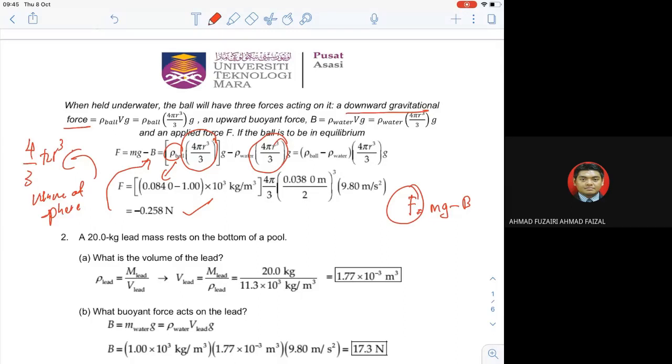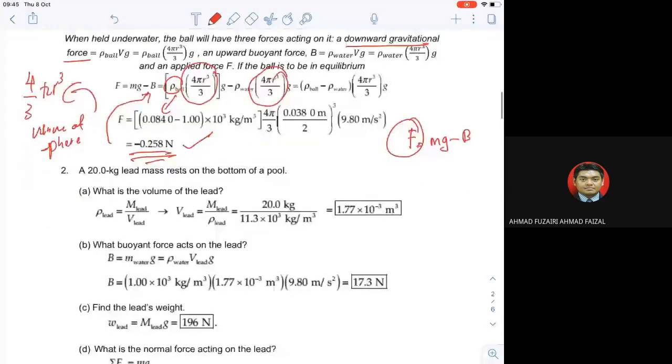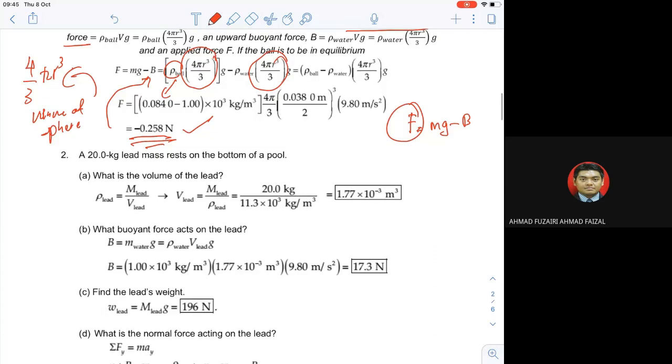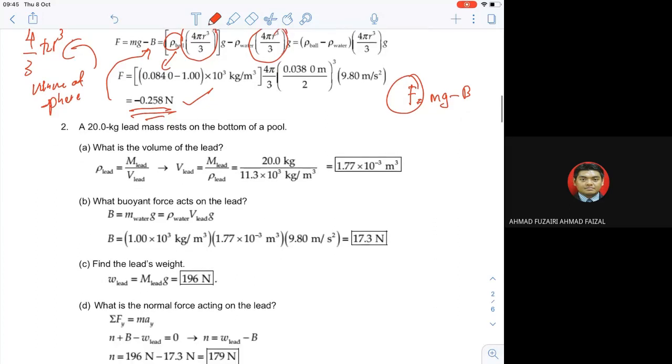Tapi dalam keadaan ini, berapa value yang kita kena tahan supaya bola ni terus duduk di dalam air? So kita terpaksa tahan negatif 0.2858 newton. Sebab itulah yang bezakan dia. Okay. So that's one problem. So number two, a 20 kilogram lead mass rests on the bottom of pool.